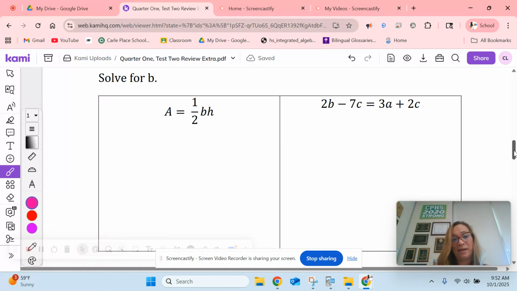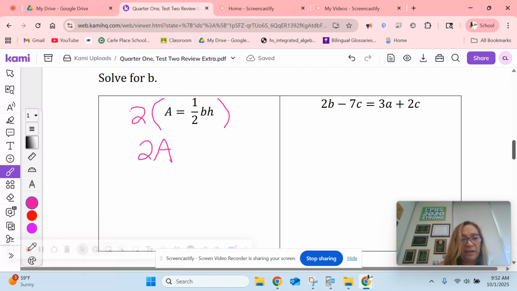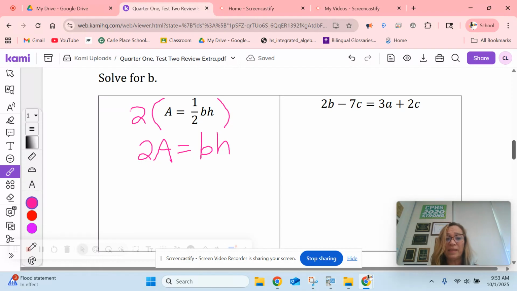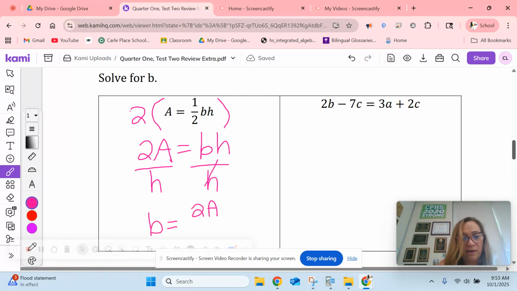So the opposite of multiplying by 1/2 is to multiply by 2. That's going to give me 2A equals BH. You do have to make sure you keep capitalization. This is considered case sensitive, like a password is case sensitive. So now all I have next to the B is an H, and that's multiplication. So I divide by H, and that gives me B equals 2A over H. And really the only thing you can do is say to yourself, did I do the opposite? Did I do the opposite? And if you did the opposite, you should be fine.